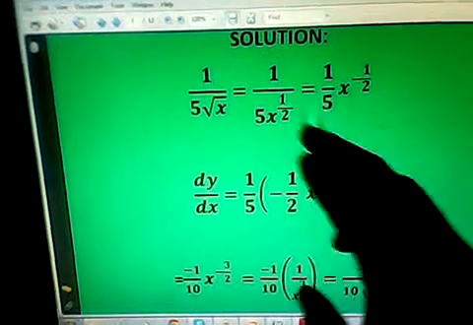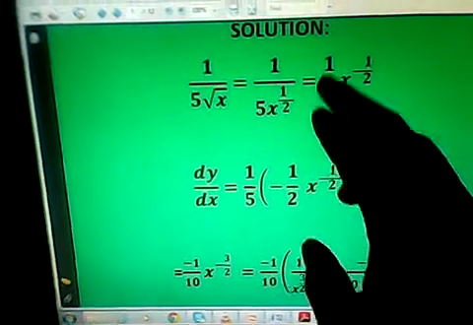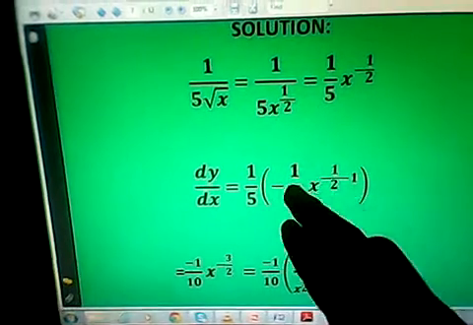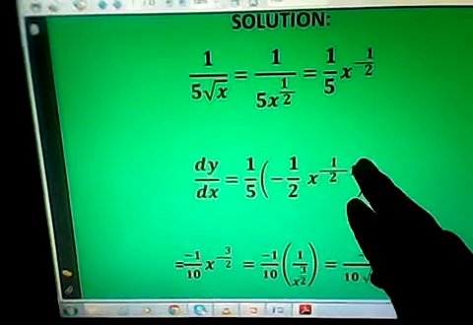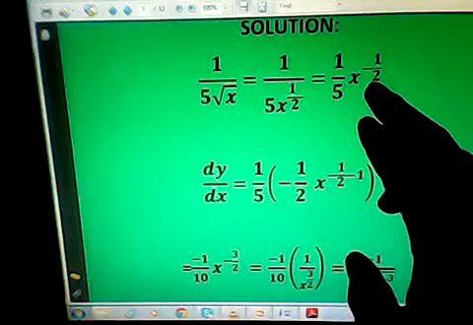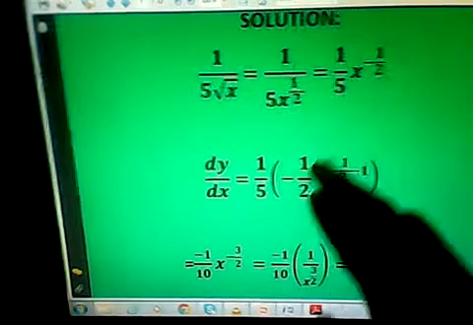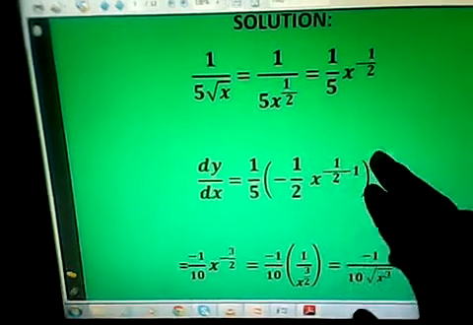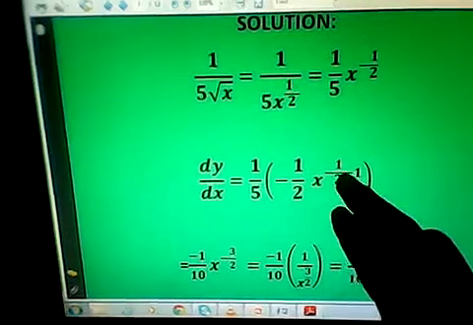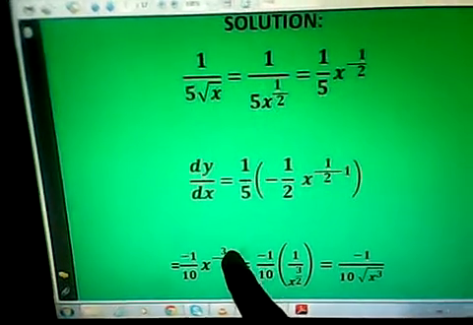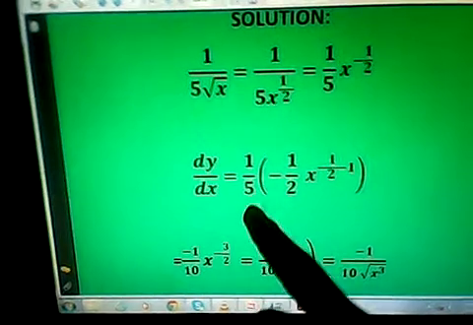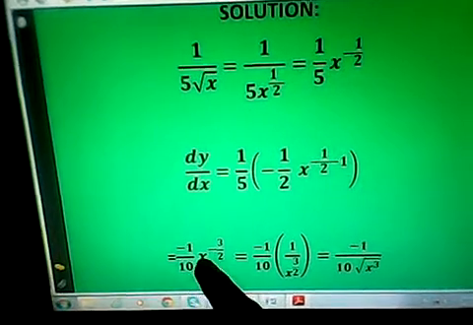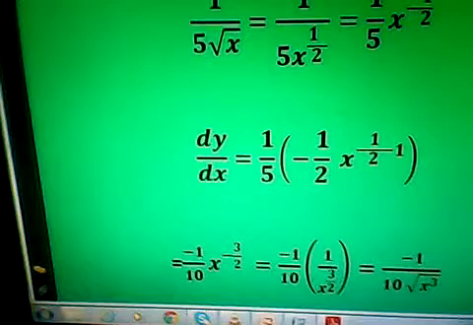What we do next is move this constant out, then obtain the derivative of this in a bracket. So minus half will come forward, then x raised to the power minus half minus 1. Remember, in differentiation, the old power comes forward, then the new power is the old power minus 1. So that is minus half minus 1, which gives minus 3 over 2. Then we multiply 1 over 5 by minus half, we have minus 1 over 10, x raised to the power minus 3 over 2.